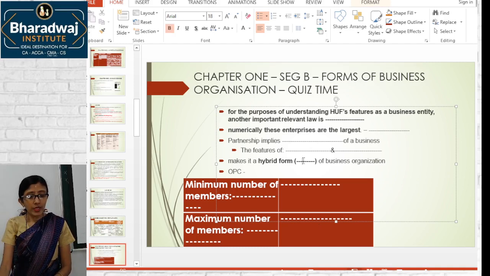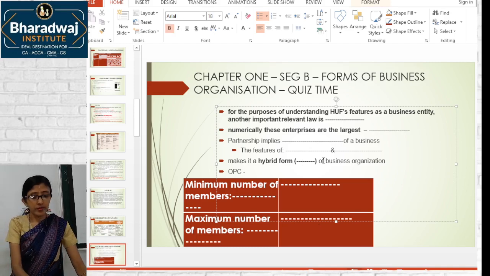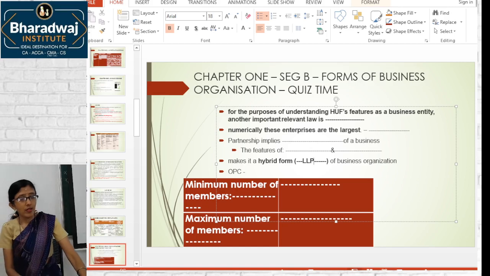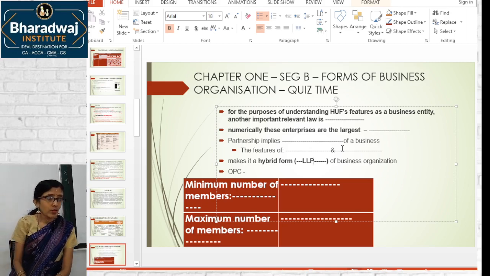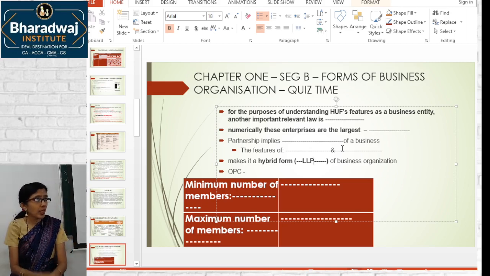If you have at least one clue, I will give. Let me give this. Which company? Limited liability partnership. At least that clue I will give, so that you can give me two features. Why is it hybrid? Hybrid means what? Cross, mix. Hybrid is cross and mix.